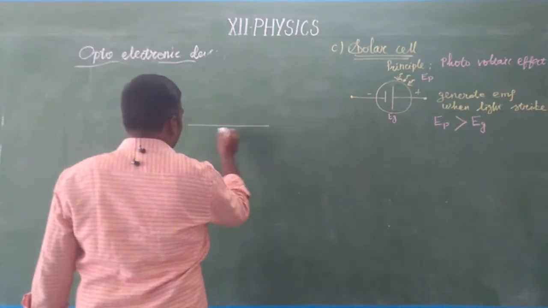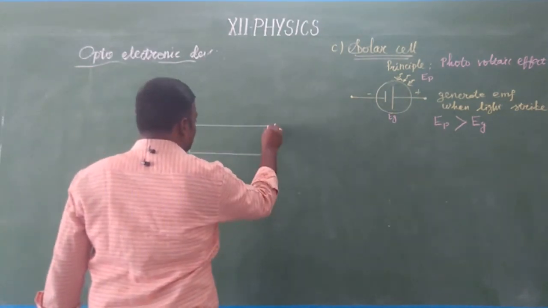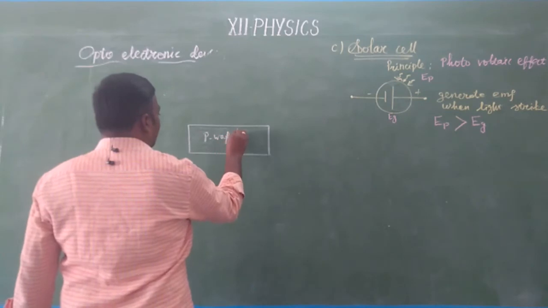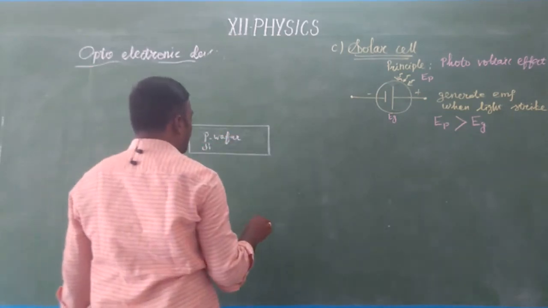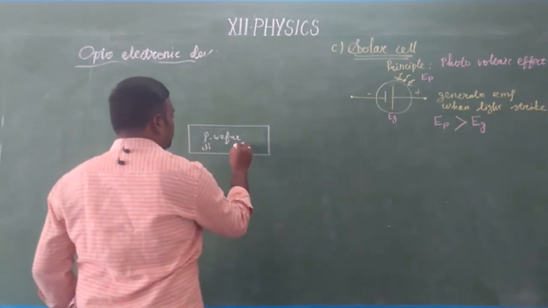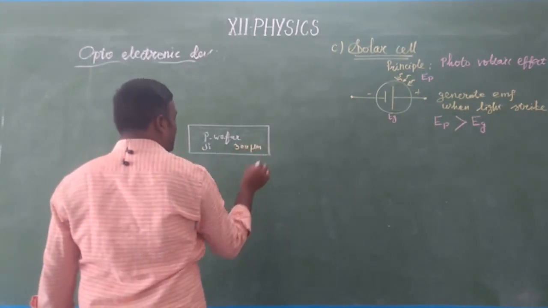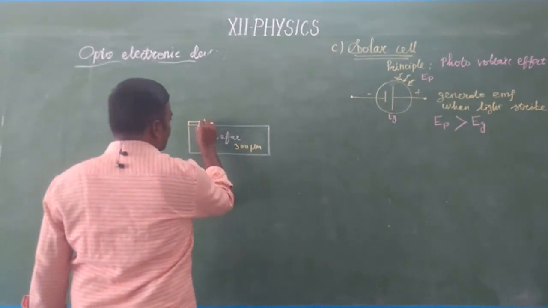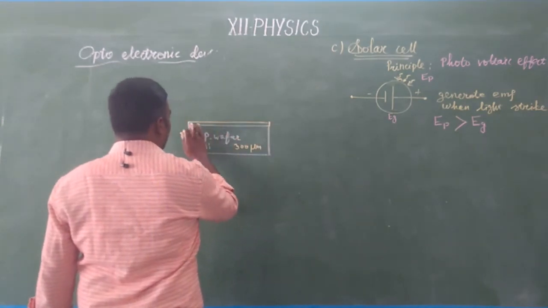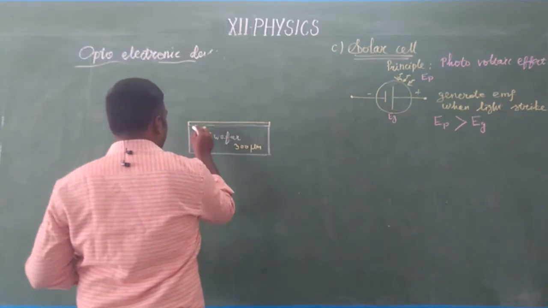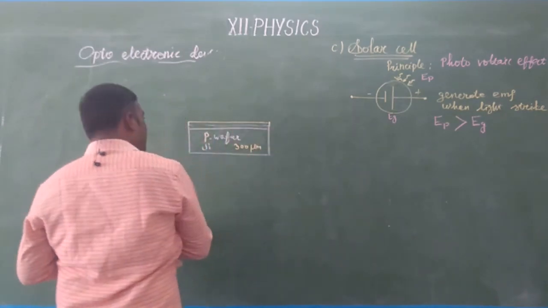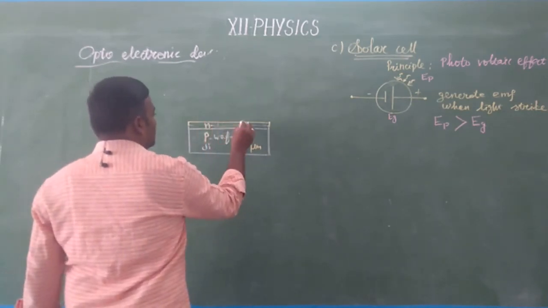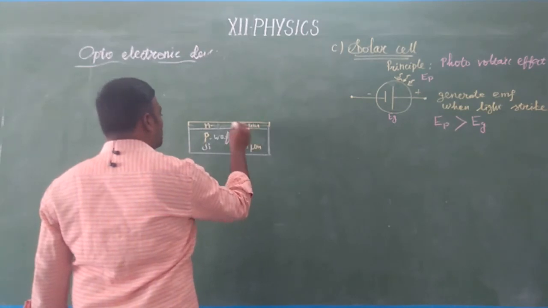For that we take a P wafer of silicon, and the thickness is about 300 micrometer. On the upper layer of the P region, a small N region is created by a diffusion process. The thickness of the N region is about 0.3 micrometer. This is very, very small.